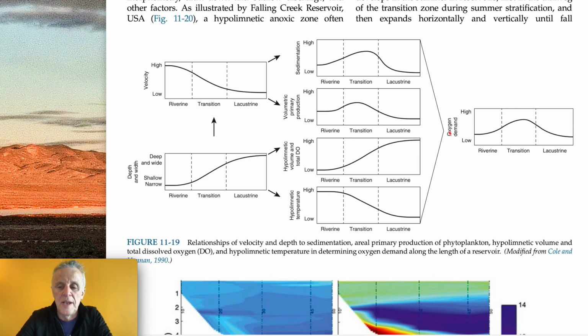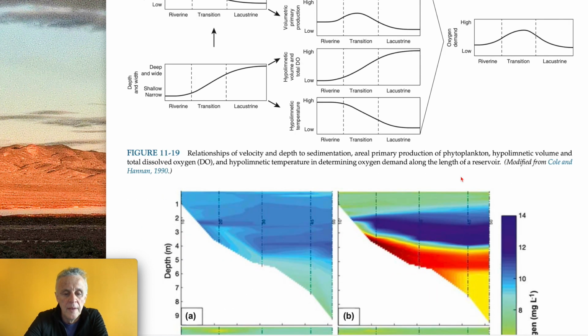In terms of oxygen demand, as the title might suggest, it's low in the riverine environment because you have very oxygenated water because of the turbulence. It gets higher in the transition zone, in the shallow area, and then it's low again in the lacustrine zone. It appears a little lower than even the river environment.